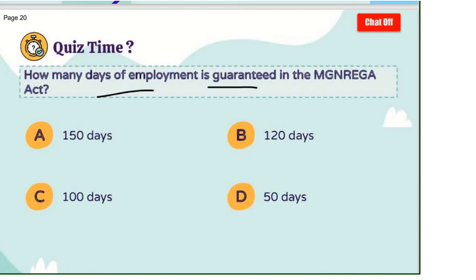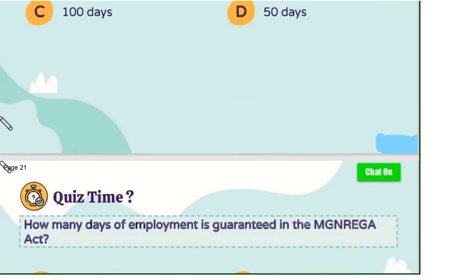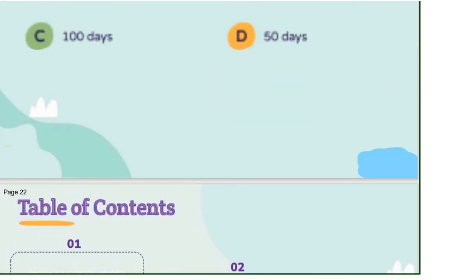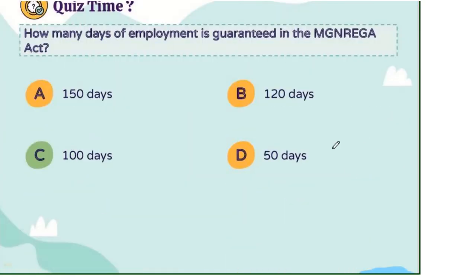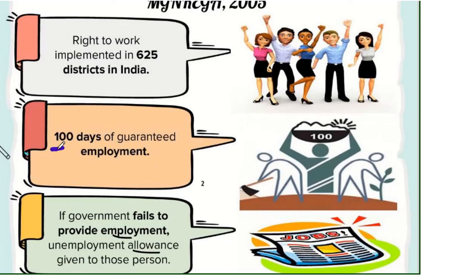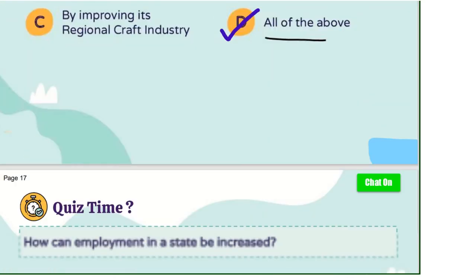I hope now everyone is clear, right? So, let's go to the next slide. Next question. Okay, 100 days is our answer. Not clear? Wait, I'll let you know. As I told earlier, 100 days. So, 100 days of guarantee, 2005. Okay, remember.